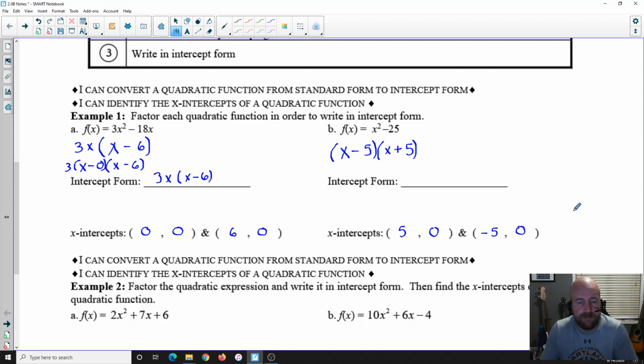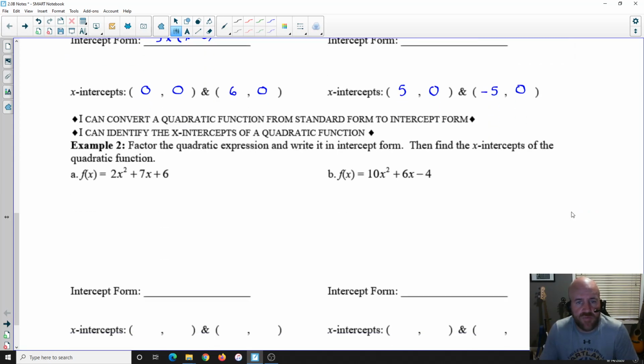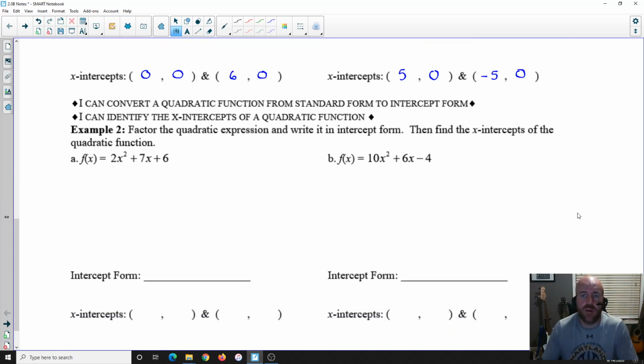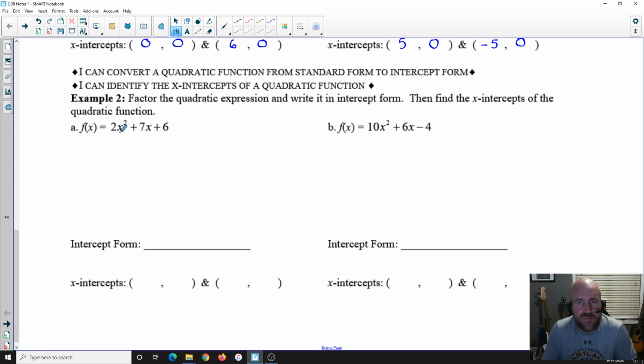Okay? All right, moving to example 2. Okay, we're going to do the same thing. We're going to factor it out into intercept form and then identify what the x-intercepts are. We just have to approach it a little bit differently because we're dealing with 3 terms now. So the first thing we try to do is factor out something that they all have in common, which they don't. We can't factor out anything, so we have to go ahead and factor.